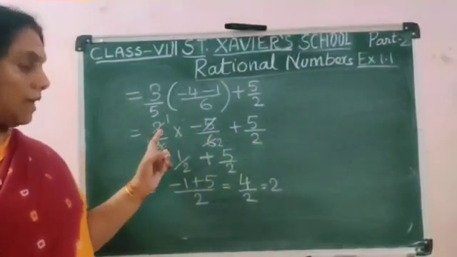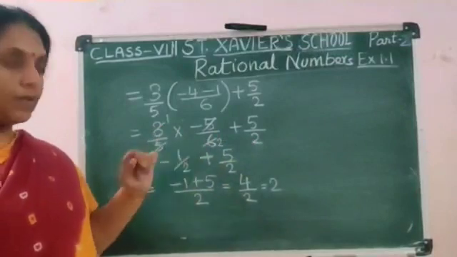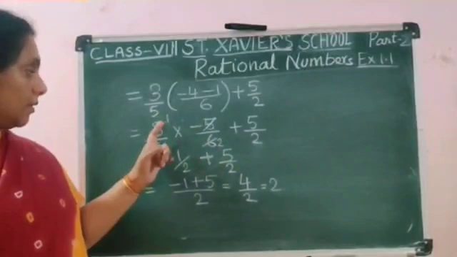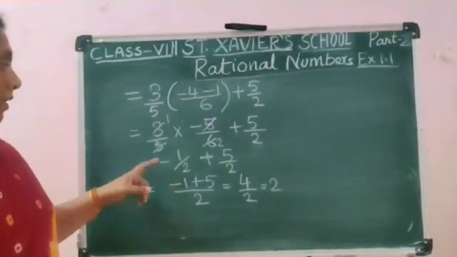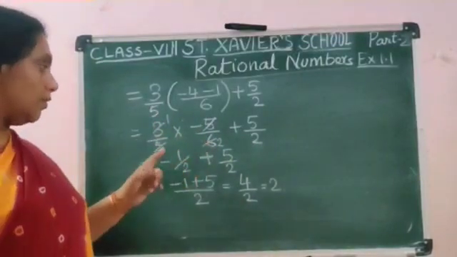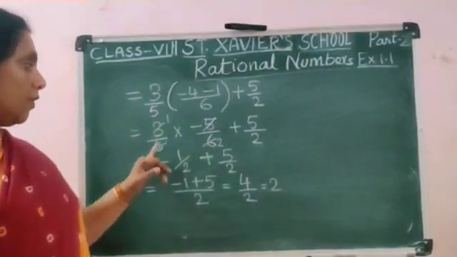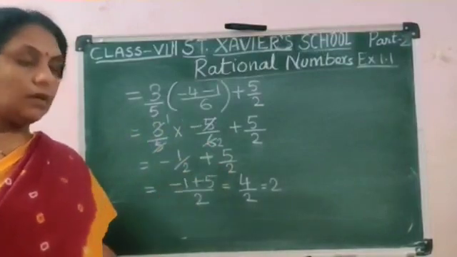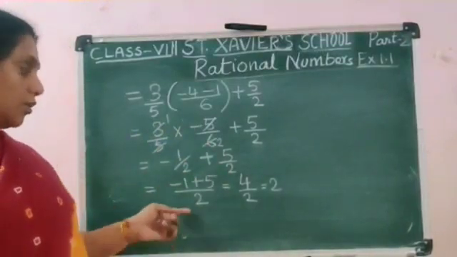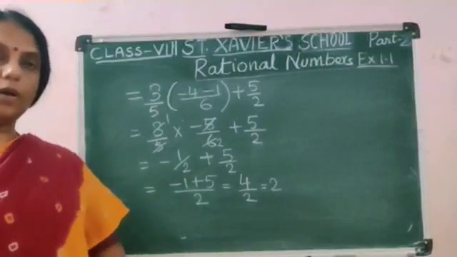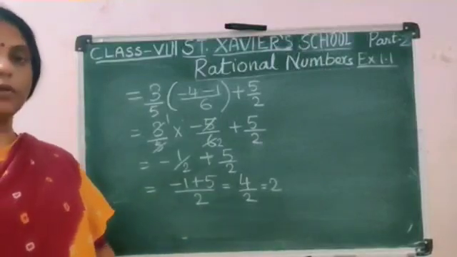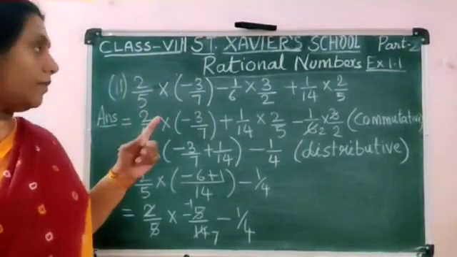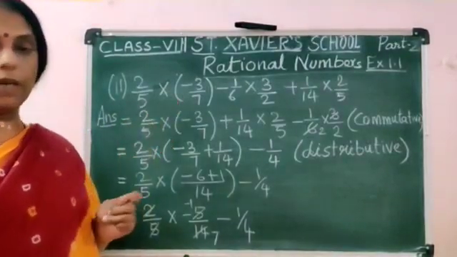You can simplify 3 and 6: 3 one time and 6 two times. 5 and 5 are simplified. So it will become minus 1, 3 one time and 6 two times. So you will be getting 1 into minus 1 by 2 plus 5 by 2. You have the same denominators, so it will become minus 1 plus 5, that is 4 by 2, which equals 2. 2 is the answer.